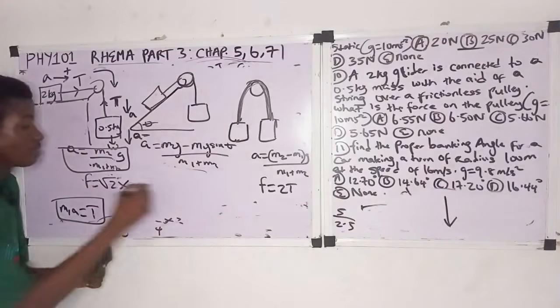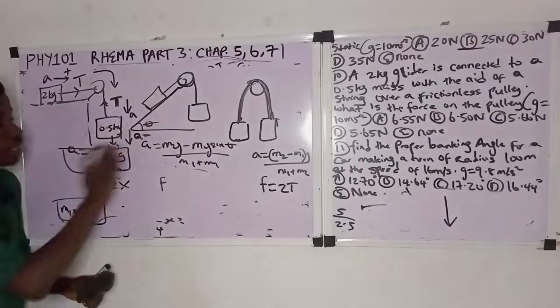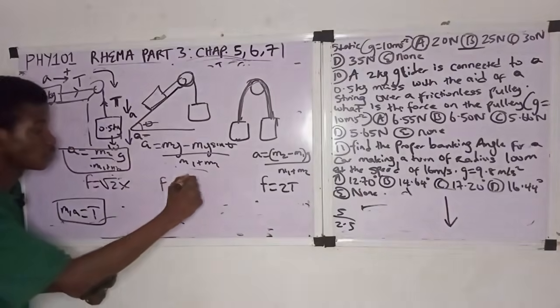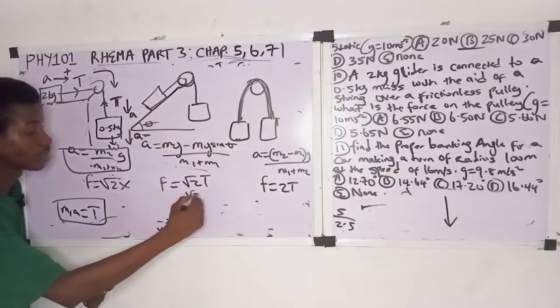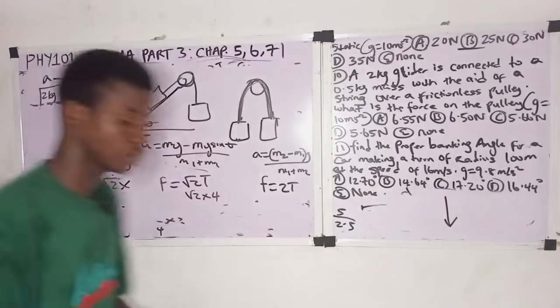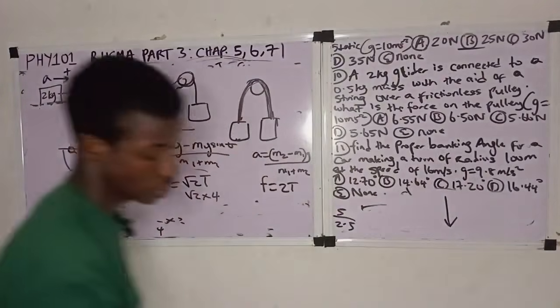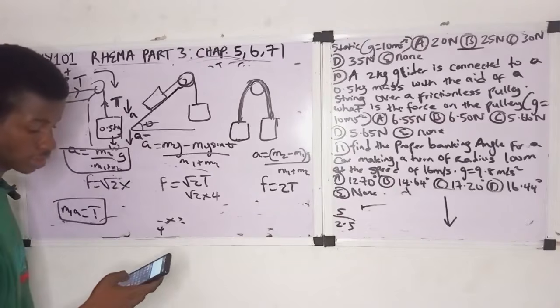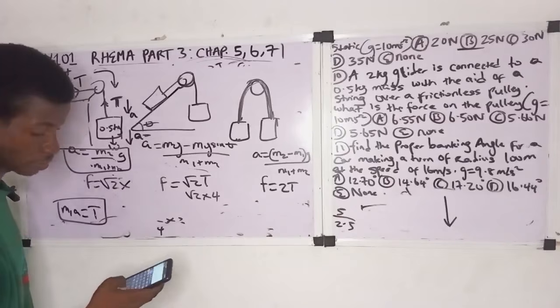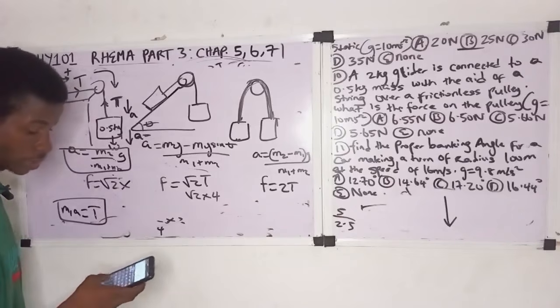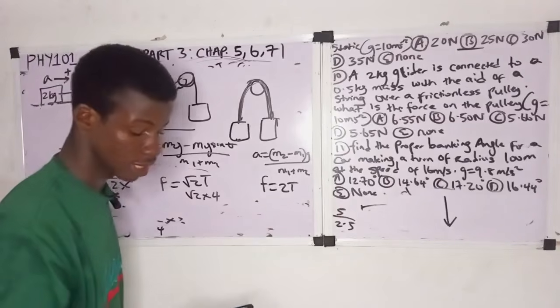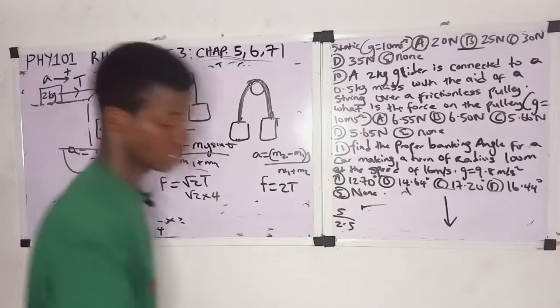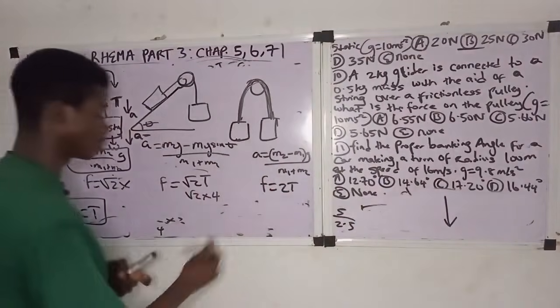So now let's continue. Remember, to look for the force in an extra ladder, force equals root 2 tension. So our tension is what? Our tension is 4, right? So root 2 times 4 gives us what? Let's do it. Root 2, then times 4. Root 2 times 4 is 5.656. Okay, so our force is what?